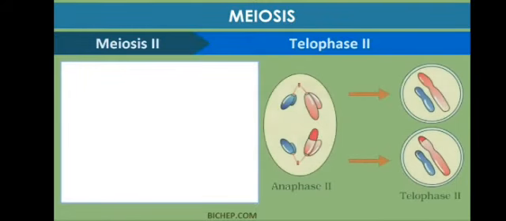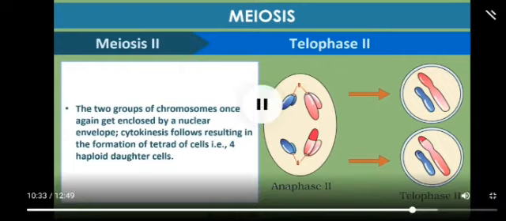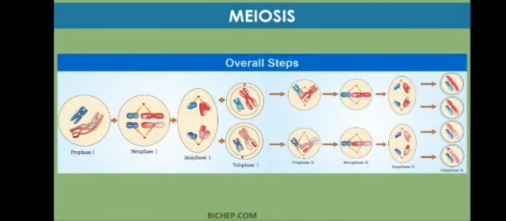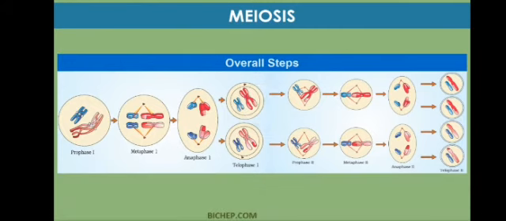The telophase, the last stage of meiosis second, telophase second, where both the chromosomes completely dissociate from each other and are completely moved towards two poles. The two groups of chromosomes once again get enclosed by a nuclear envelope. Cytokinesis follows, resulting in the formation of a tetrad of cells, that is 4 haploid daughter cells, and they are known as 4 gamete cells. If this process takes place in female, then it is known as female gamete. If this process takes place in male, then it is known as male gamete. And they all have half the number of chromosomes.